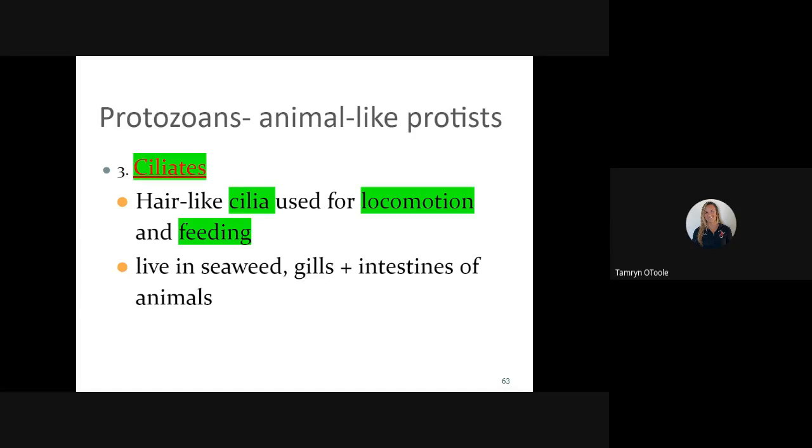But they have these little cilia. Basically, they look like little furry logs because they have all these little hair-like structures all around them. And that helps them to move and helps them to bring food into their mouth structure. So ciliates, example of them would be a paramecium.